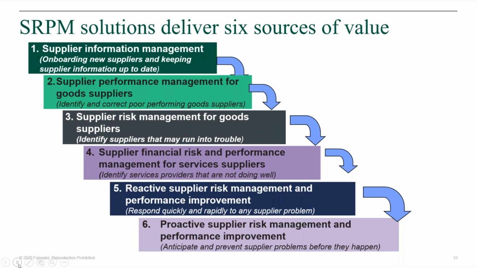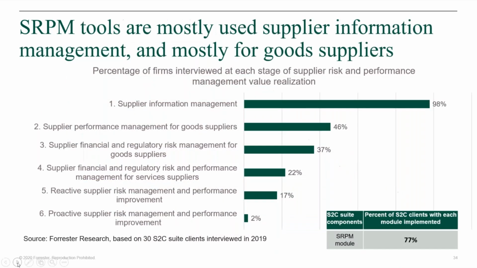And the last stage is when you want to be able to proactively manage risk, to anticipate and prevent supplier problems before they happen. So it's a very aggressive set of value here. And not surprisingly, most companies aren't very far down these stages of value.